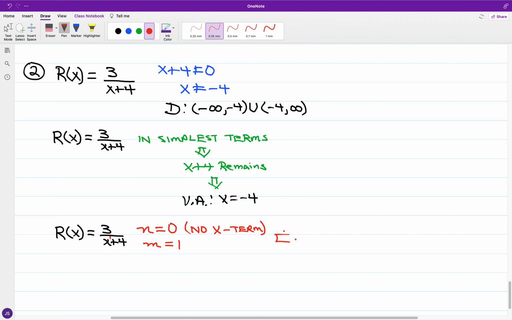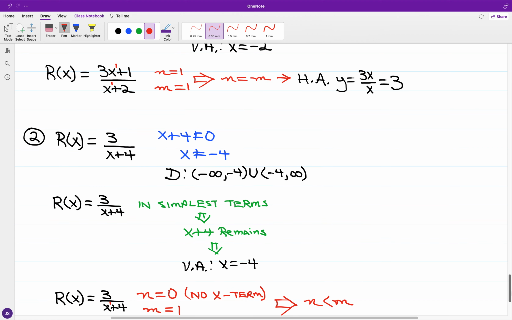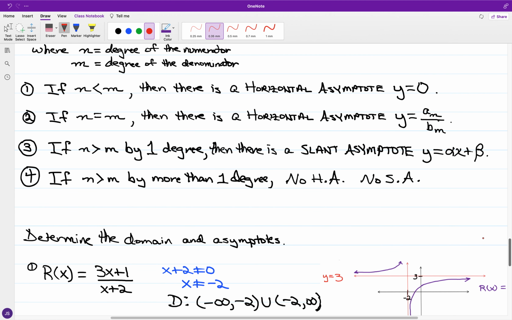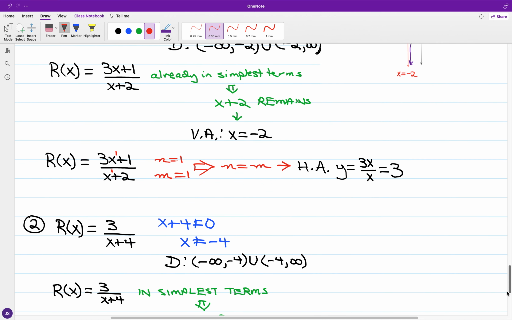And in terms of the relation between the values of n and m, the numerator degree is less than that of the denominator. So we have n less than m, so we have a horizontal asymptote, y equal to 0.